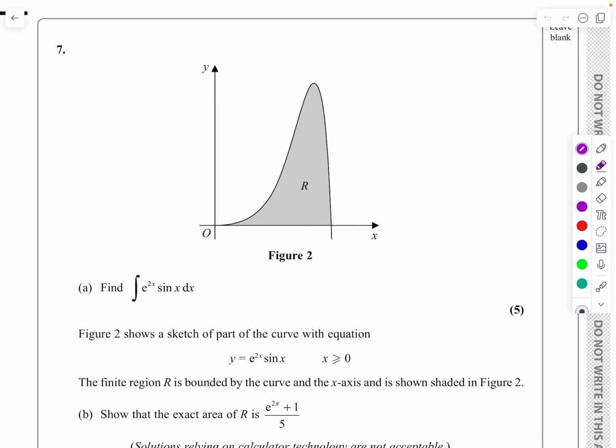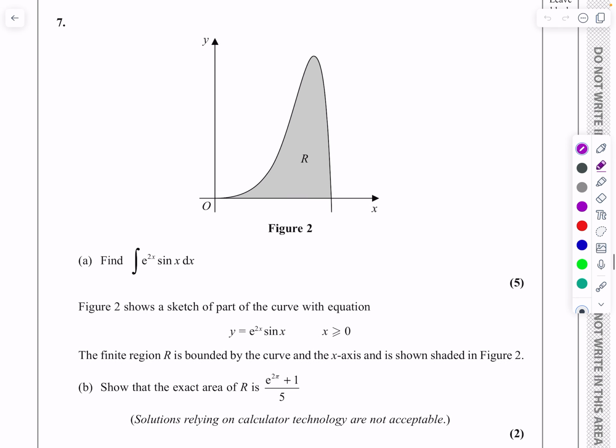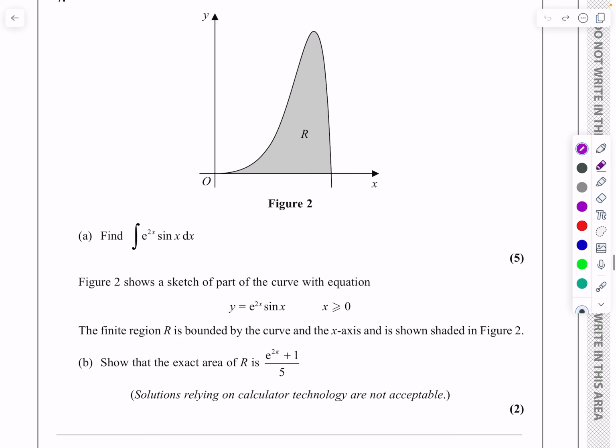Okay, this is the P4 paper from January 2021. It's question number 7, and we can see this is an integration question. We're actually going to have integration by parts for that one, and then we're going to use that answer to find the area under a curve for the second part.